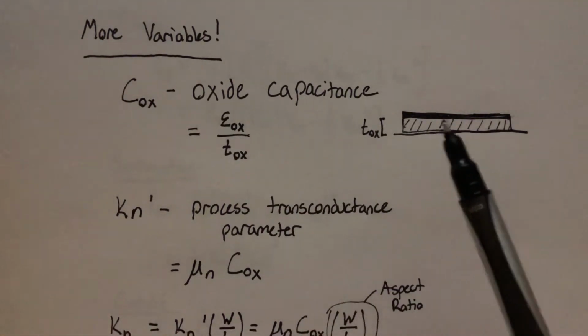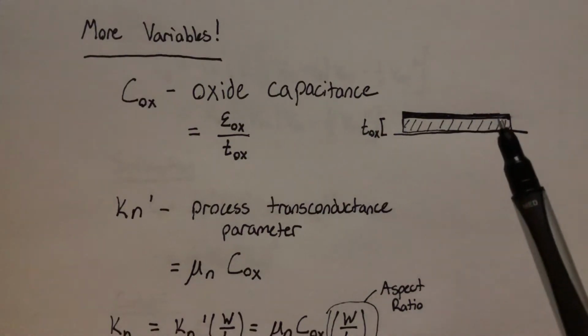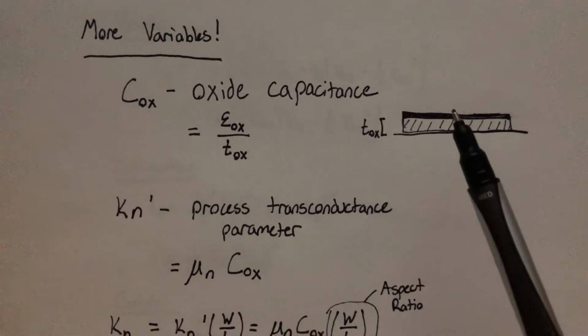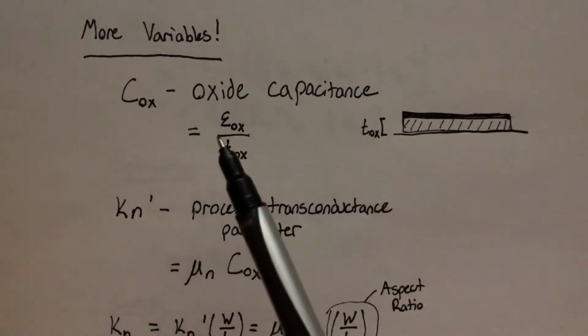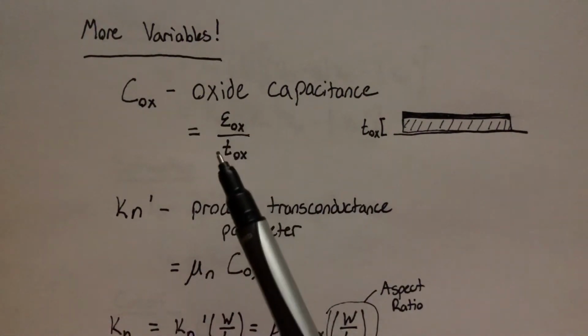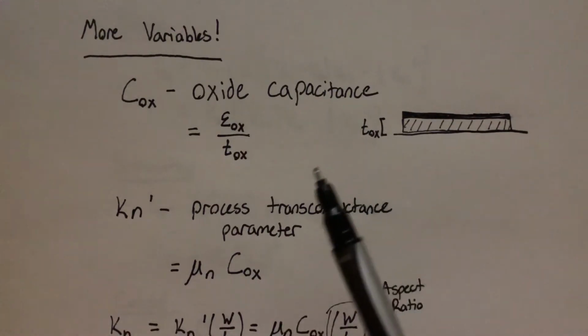And it took a while to figure out what the capacitance was coming from, and they realized that it's because these are essentially two parallel plates. And you can find their capacitance by the permittivity of the oxide and how wide that oxide is.